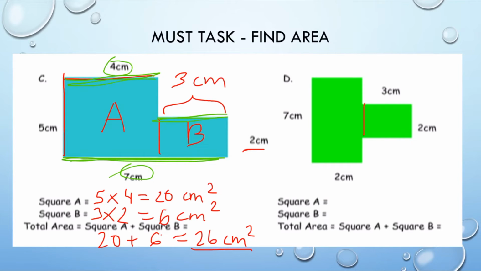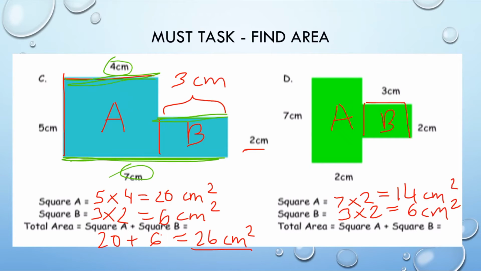Alright, for the next one, here we start off by dividing it into two composite shapes. Label them as A and B. Square A is equal to 7 into 2 is equal to 14 centimeters squared. Square B, 3 into 2, which is equal to 6 centimeters squared. In this compound shape, we don't have to find any missing lengths. And then we just find the total area. Square A 14 and square B 6 plus 6 is equal to 20 centimeters squared. Just gonna write it down here.